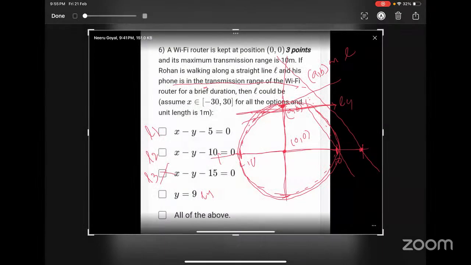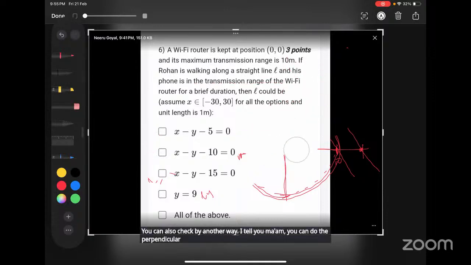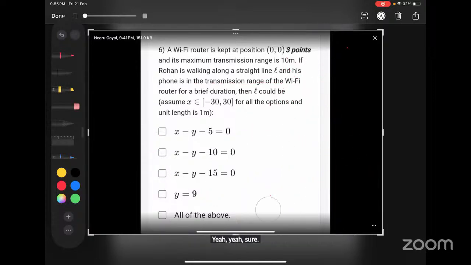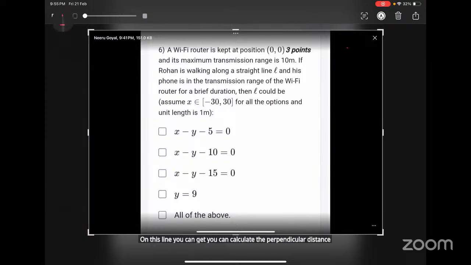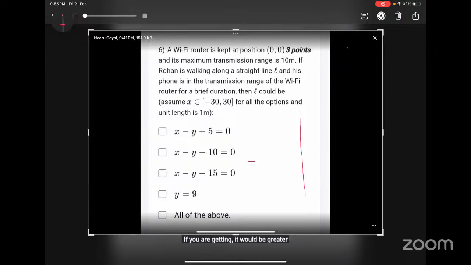Ma'am, you can also check by another way. I tell you, ma'am. Yeah, sure. You can draw the perpendicular from the origin (0, 0) on this line. You can calculate the perpendicular distance from the origin for all the options. If you get a distance greater than the radius, that line will not cut.